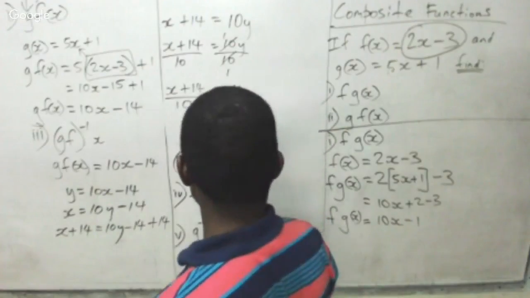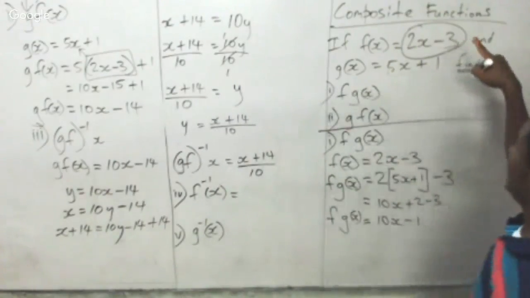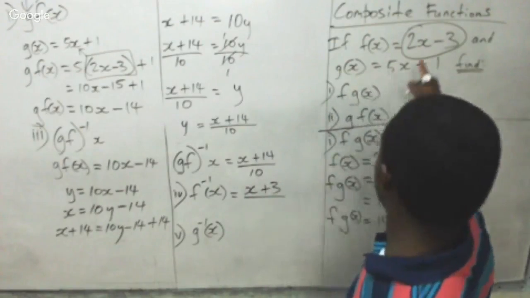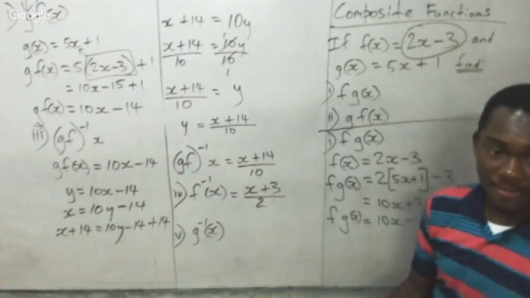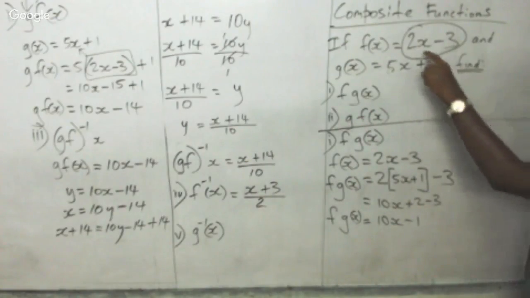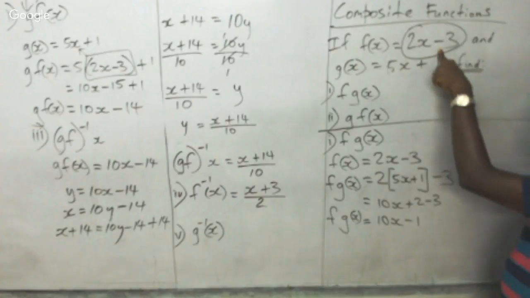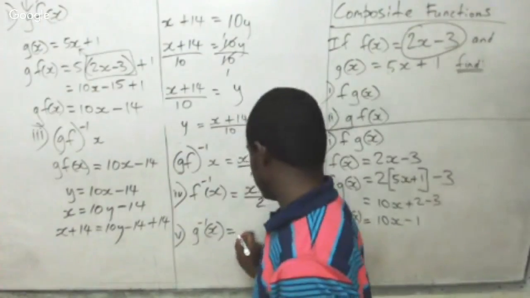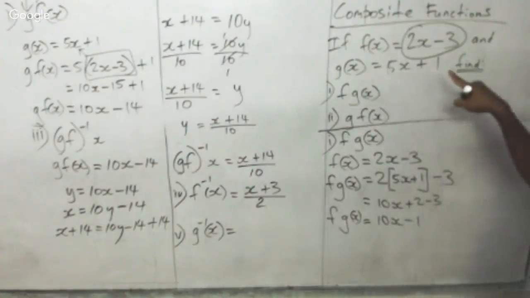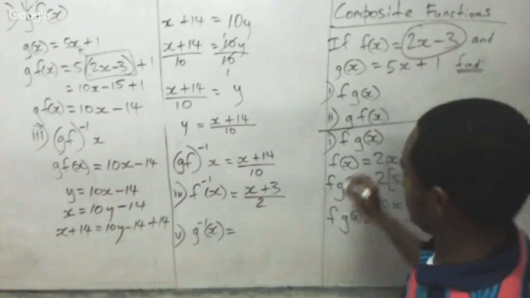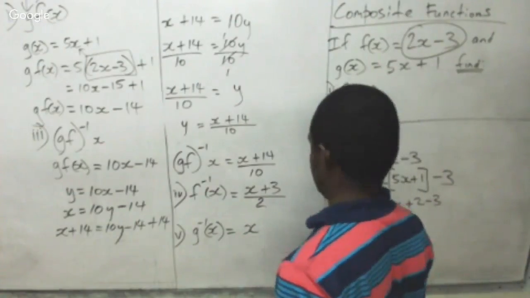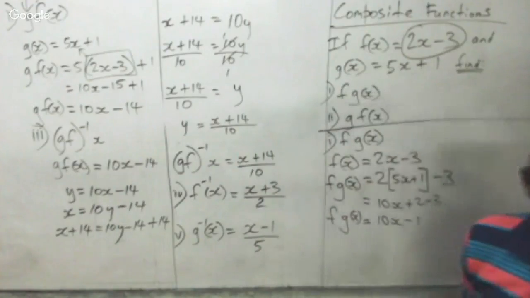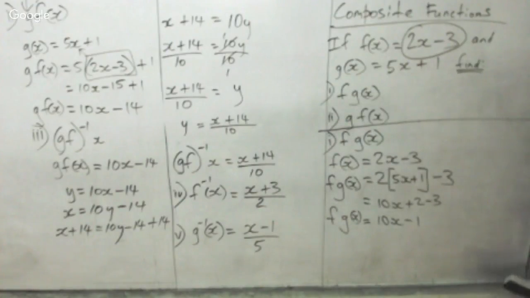So F inverse is going to be x plus 3, divided by 2. You need to show the working on it. The last thing done was that you subtracted 3, so we're going to add 3 and divide by 2. That's the inverse of that. But G inverse, which you should have worked already, is x minus 1 divided by 5. Is that what you got? Everybody got that?